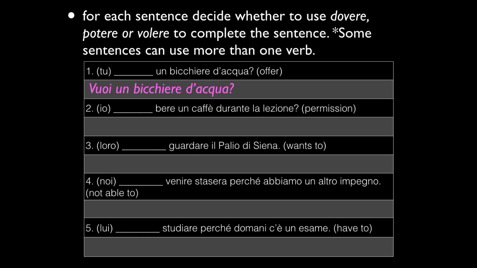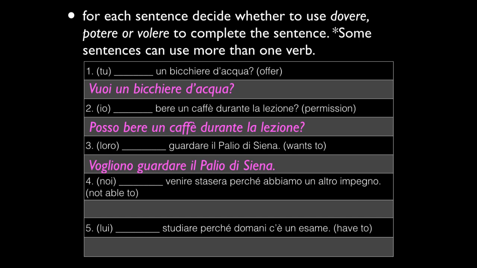Number 2, io, seeking permission from your professor probably to drink a cup of coffee during the lesson. So that is, posso bere un caffè durante la lezione? See once again that rise at the end of the sentence. Number 3, loro want to. So here we have volere. Loro vogliono guardare il Palio di Siena.